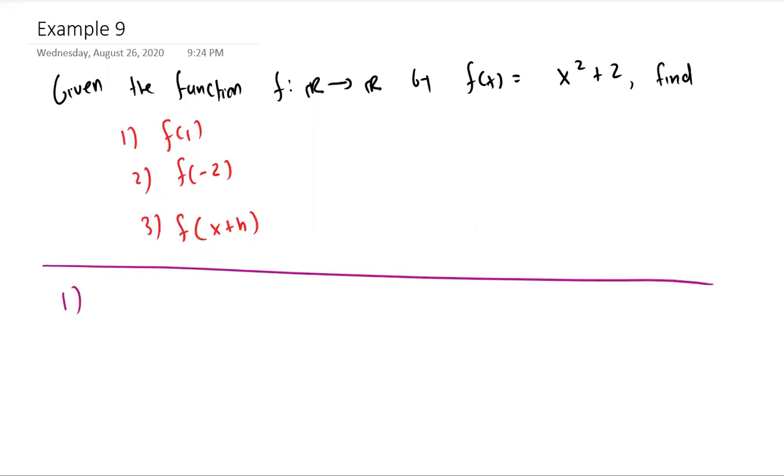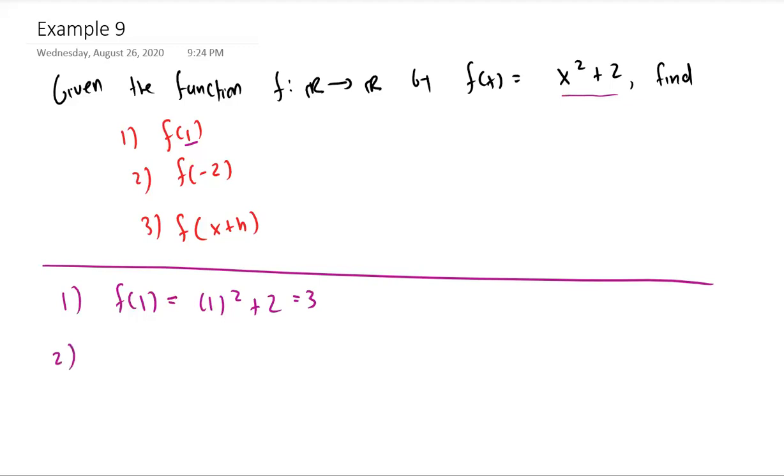So let's go ahead. Anytime you see something like f of 1, and you're given the function, in this case x squared plus 2, all this means is: anytime you see an x, replace it with a 1. That's what f of 1 means, and that's how you want to think of it. So f of 1 is equal to 1 squared plus 2. 1 squared is 1, plus 2 is equal to 3.